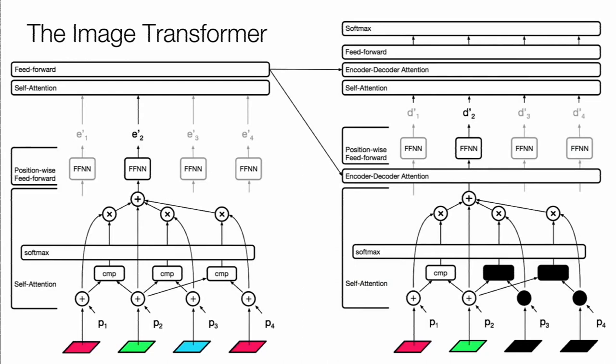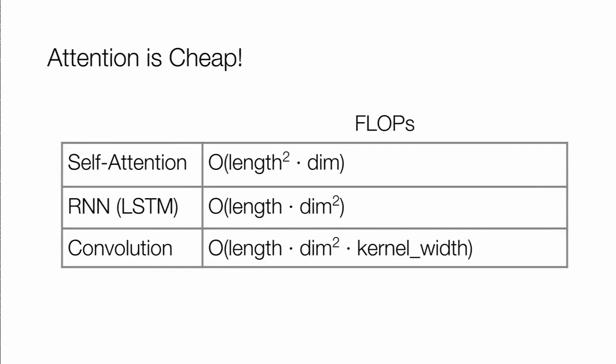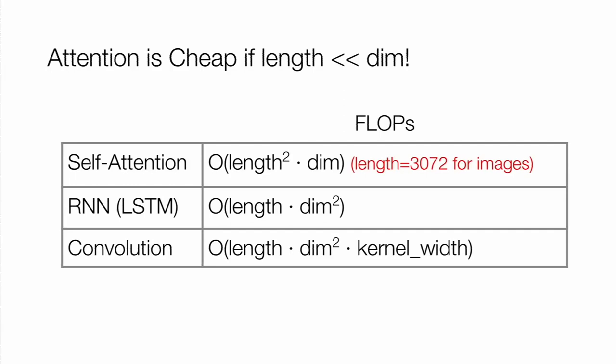Okay, so I pointed out before, attention has a very, very favorable computational profile if your dimension dominates length, which is absolutely untrue for images, because even for 32 by 32 images, when you flatten them, you get 3072 positions. So it's your standard CIFAR image.